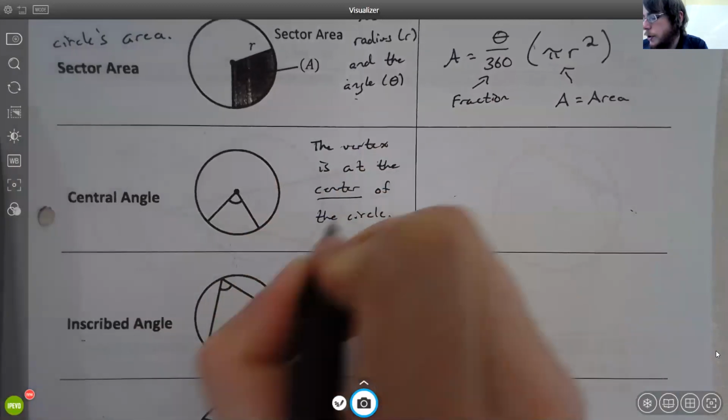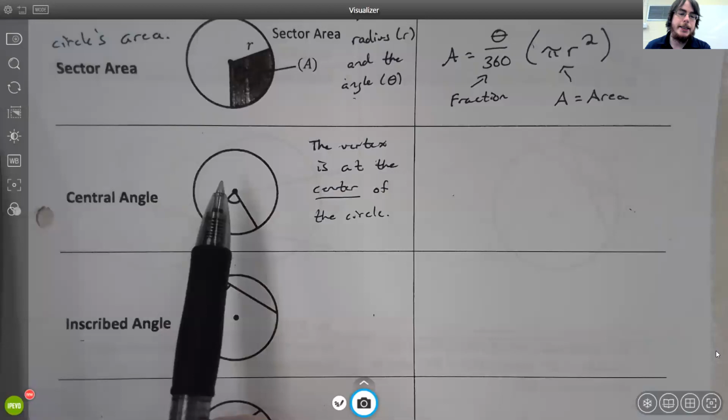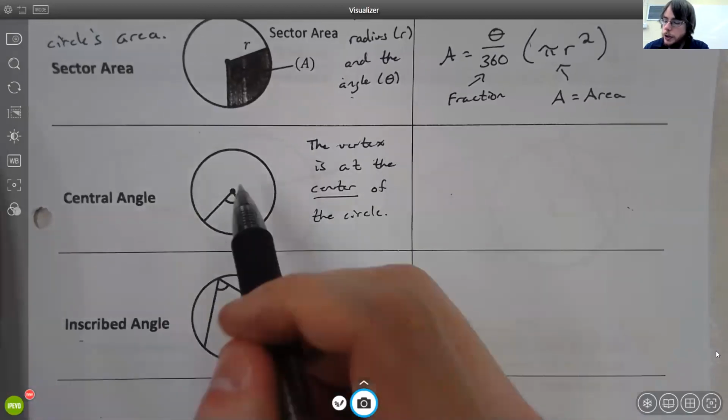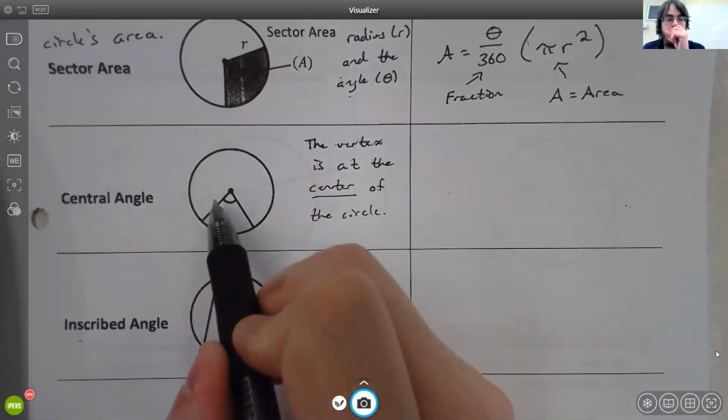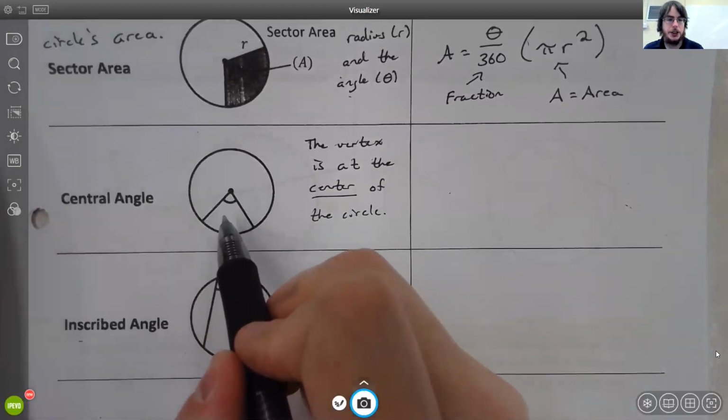Okay, so a central angle is an angle whose vertex is located at the center of the circle. You can see you have the 2 radii attaching to the center in order to form a central angle.